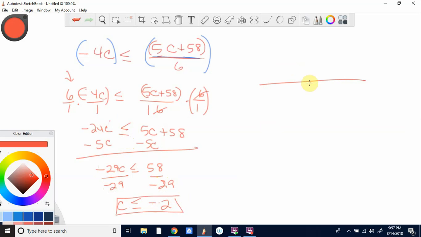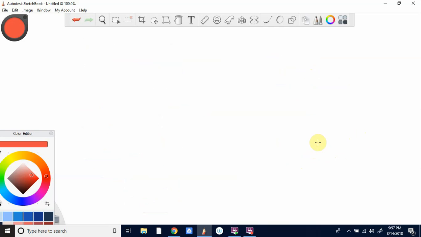Now, how do I graph this? I go to negative 2, circle, fill in, because it's a less than or equal to sign. It goes here. In set builder notation, I would say c such that c is less than or equal to negative 2, because this is the variable I'm using. All right? So I want you to pause it. I want you to do the next guided practices, which are 3A, 3B, and 3C.